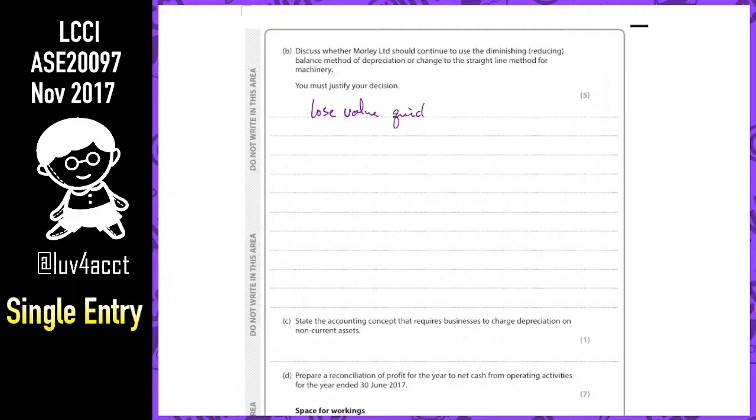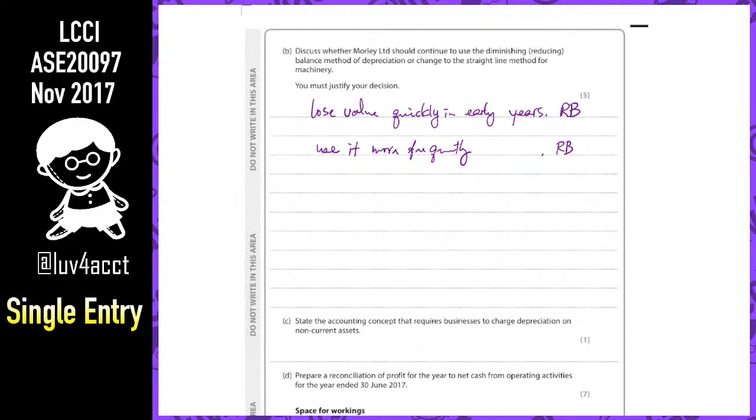quickly in early years, it would be okay to use reducing balance method. And when you use it more frequently, you enjoy the economic benefit more in the early years, of course, reducing balance method.